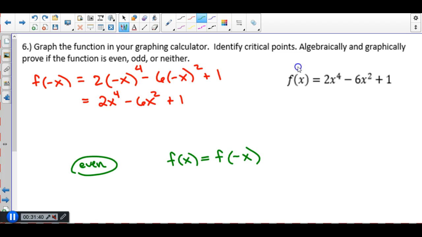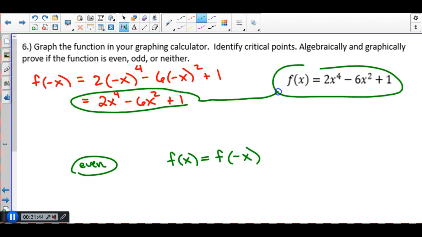So the fact that this equation matches this equation, the fact that my f of x equals f of negative x, proves algebraically that the function is even. Again, if my f of negative x were to equal negative f of x, then I would end up with an odd function. So that's not the case here. We wanted to focus on an even function, and again, graphically it was symmetric over the y-axis.